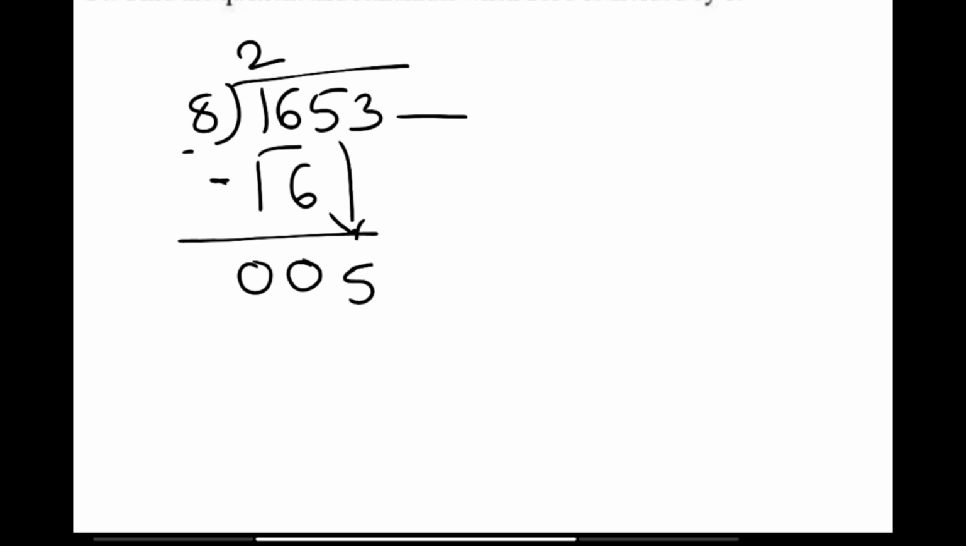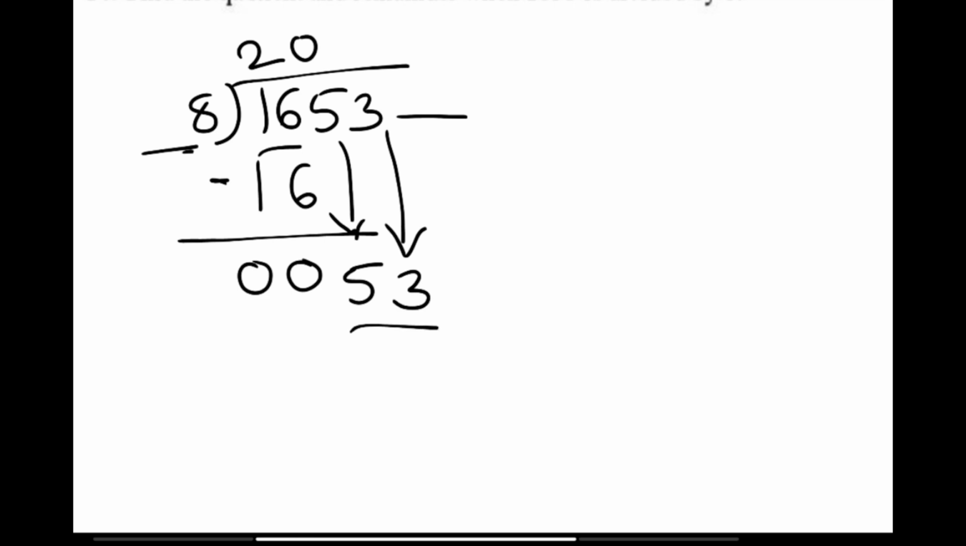It will become 5. Okay, now can we divide this 5 by 8? No, it is not possible because this is a smaller number and this is a bigger number, right? So what do we have to do in this case? We have to give a 0 here and bring down another number, that is 53. It will become 53.